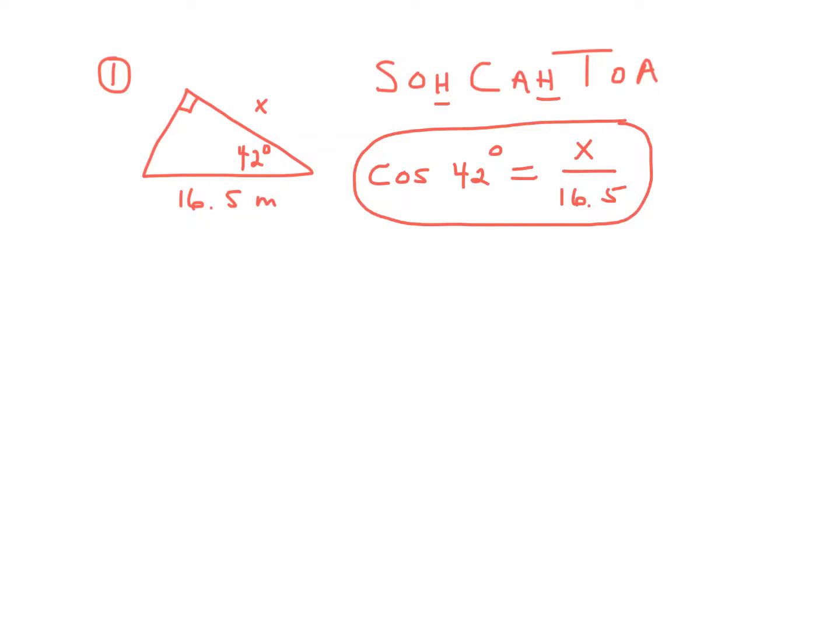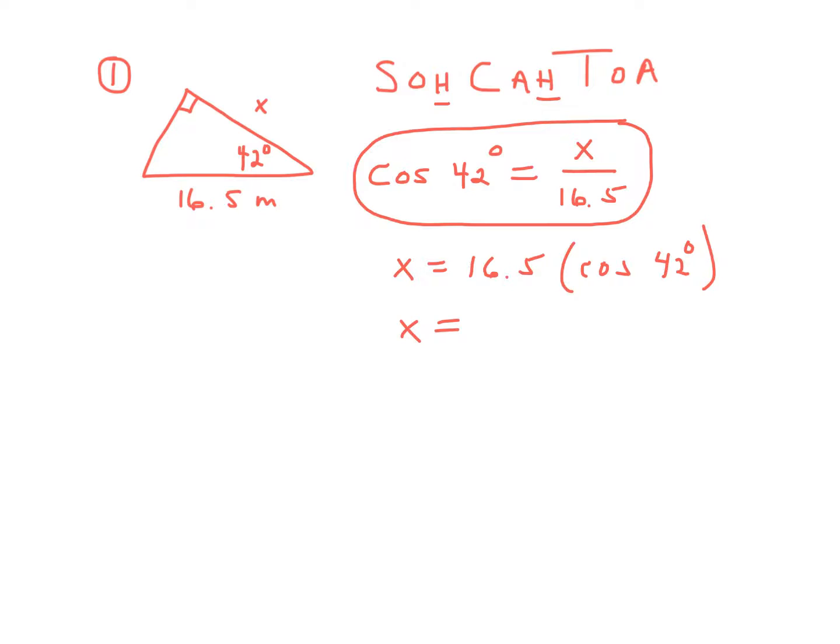And make sure your calculator is in degrees, not radians, when you do these problems. And now I will let you just solve the problem. Basically what you'll be doing is multiplying both sides by 16.5. In other words, here's a step that you don't need to write down, but it would look like this. X will be equal to 16.5 times the cosine of 42 degrees. So you go to your calculator and punch that all in.